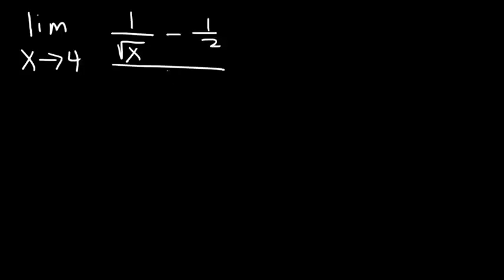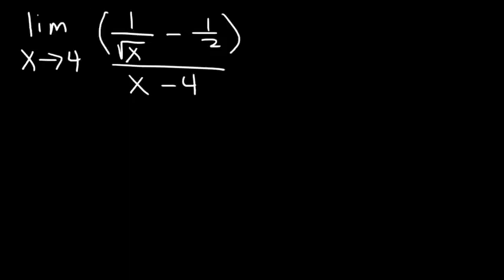Now let's look at this example. What is the limit as x approaches 4 of the expression 1 over square root x minus 1 over 2 divided by x minus 4? So this time we have a complex fraction with radicals. That means we need to multiply the top and the bottom not only by the common denominator but also by the conjugate. But let's start with the common denominator.